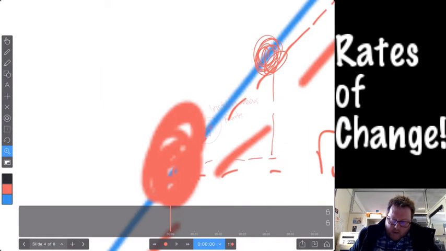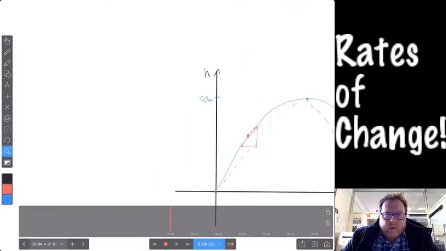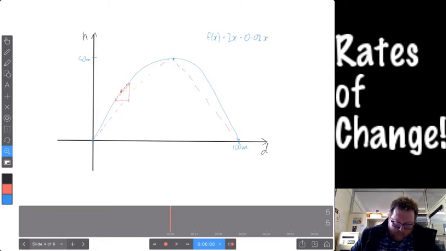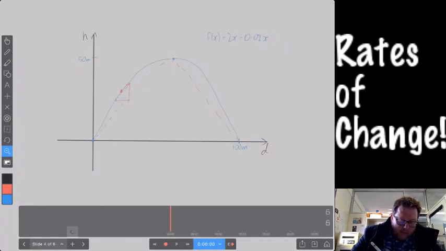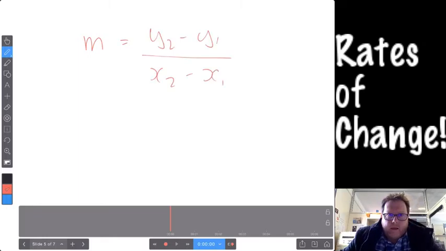So, there's our graph, like so. And what we're going to do now is we're going to have a look at what the rise and the run looks like. Now we know that rise is basically, well, we know the gradient formula. Let's start off with that. The gradient formula is y2 minus y1 over x2 minus x1. Okay.